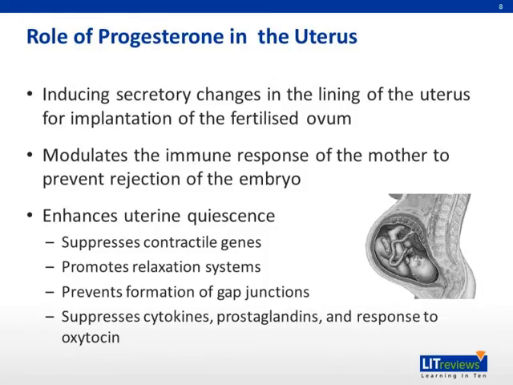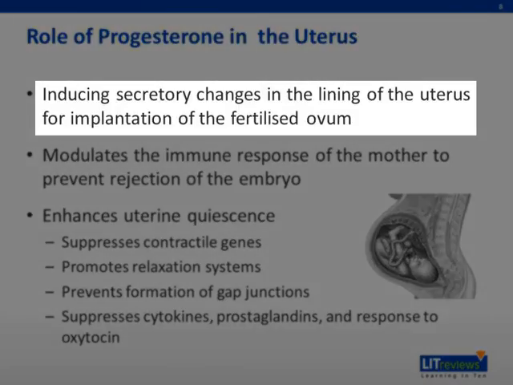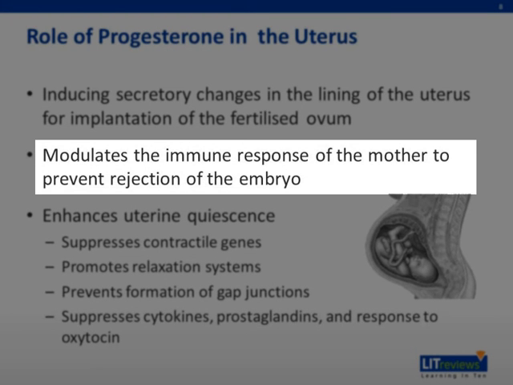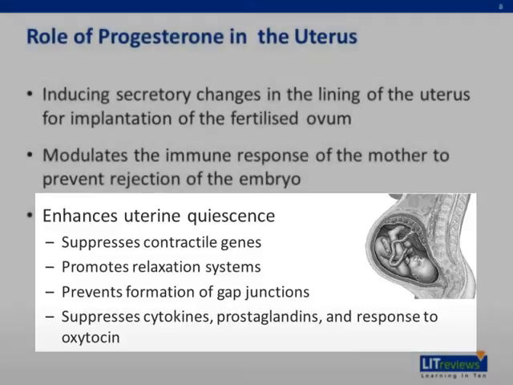In order to understand how Proluton can be used in obstetrics, it is important to understand the role of progesterone in pregnancy. Progesterone induces changes within the lining of the uterus to allow the implantation of a fertilized egg. It then prevents rejection of the embryo by immune modulation. It also prevents the contraction of the uterus by suppressing contractile genes, inflammatory mediators, and oxytocin.